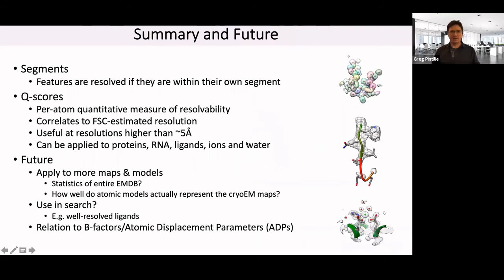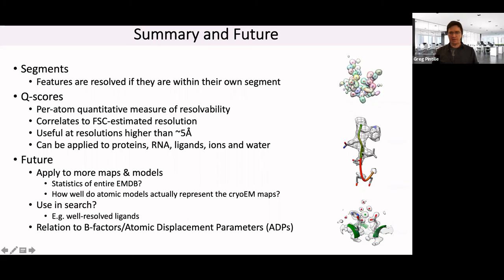Okay, so that's it. To look back at what we talked about, we looked at this idea of segmentation and these blobs and how they can be used to decide in a way. It's more of a qualitative look at how things are resolved in a map or not. And I think it's a cool way, if I can say so, because I've been working on it. It's a cool way to look at your map and start to pull out the different parts that are visible inside it. And then we looked at Q-scores as this per atom quantitative measure.